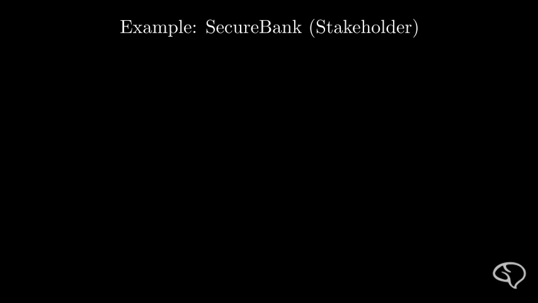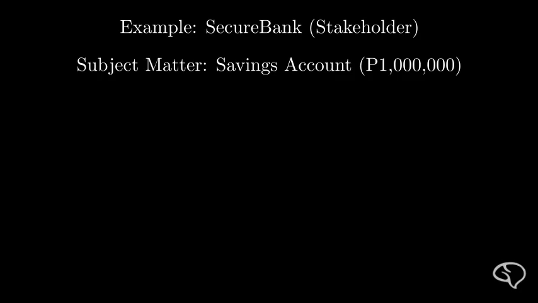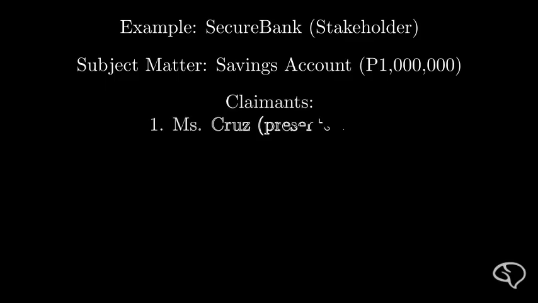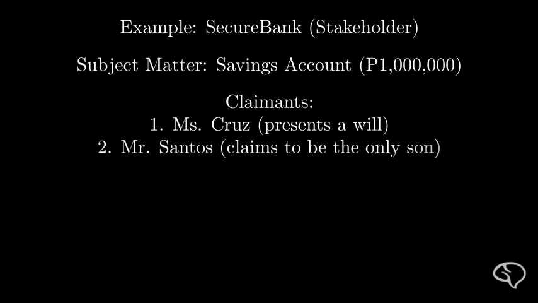Reyes dies and leaves a savings account with a balance of 1 million pesos. The savings account is the subject matter. After his death, two people come forward to claim the money. One is Ms. Cruz, who presents a will that names her as the sole heir. The other is Mr. Santos, who claims to be Mr. Reyes's only son and rightful heir. Ms. Cruz and Mr. Santos are our conflicting claimants.